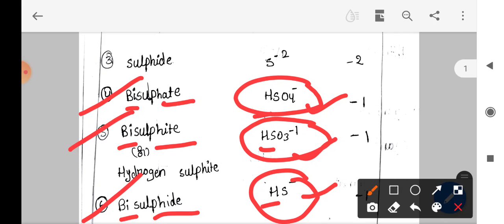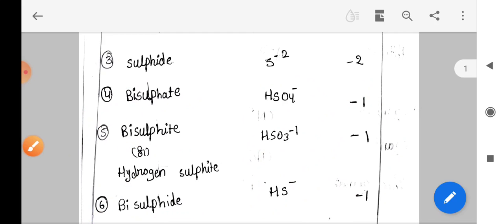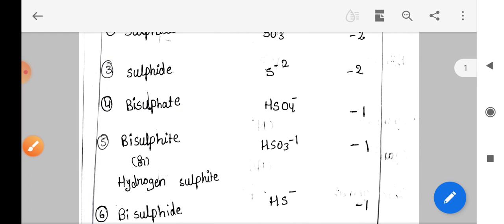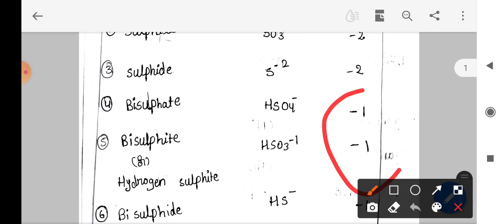Bisulfate means simply it is a monovalent ion. Bi means monovalent. Just remember it is one of the shortest ways. Bisulfate, bisulfide, those all are the monovalent ions. Okay, that is the second set.